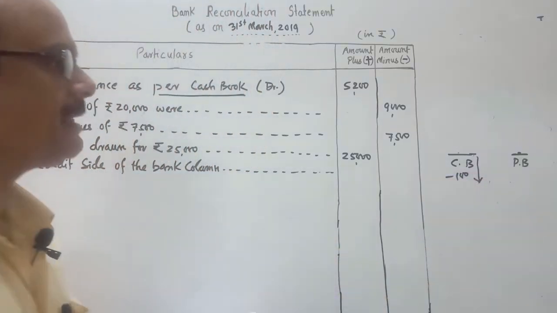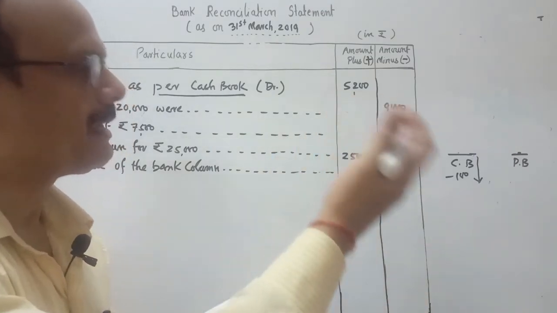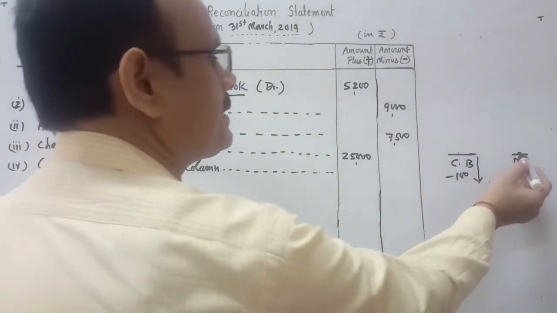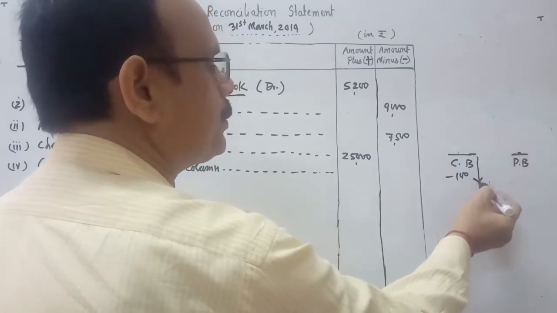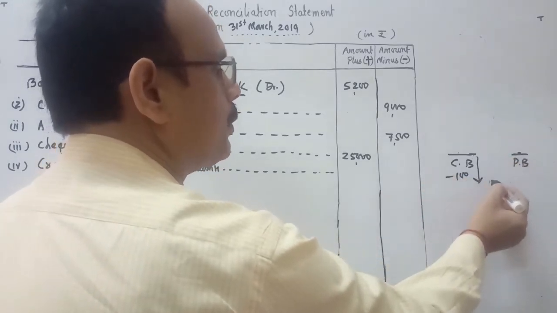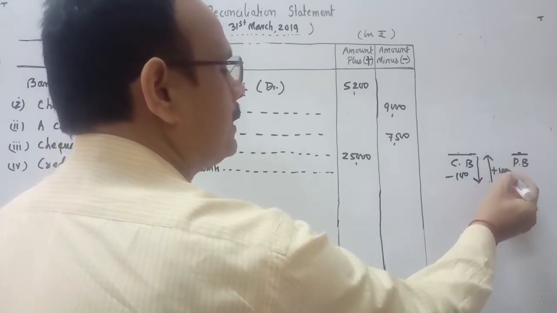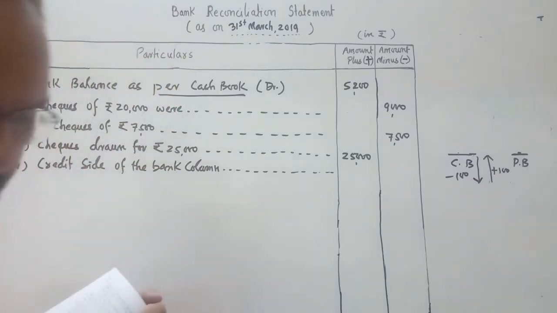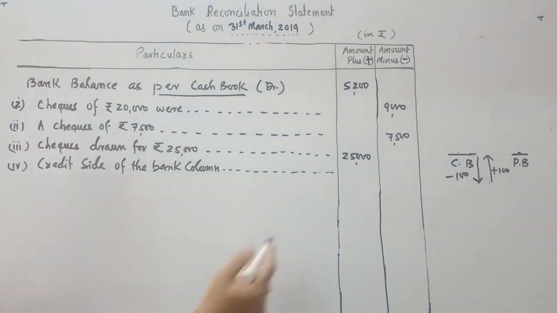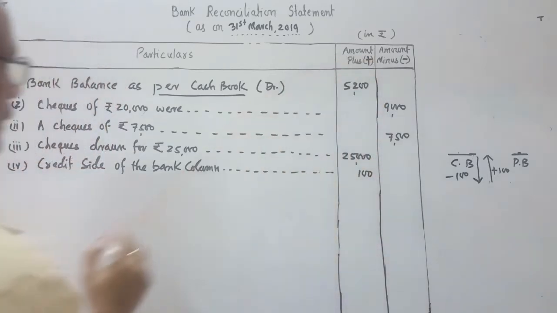No such mistake is made by the accountant of the bank, so the bank has not committed that mistake. So the passbook balance is here, but the cash book balance is reduced by 100 rupees. To make the balance equal to the passbook, what will we do? We will do the addition. We will add 100 rupees, then it will be equal to the passbook balance. So we do the additions in the add side.